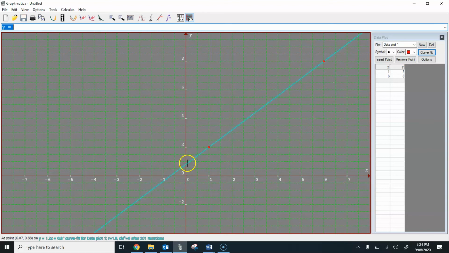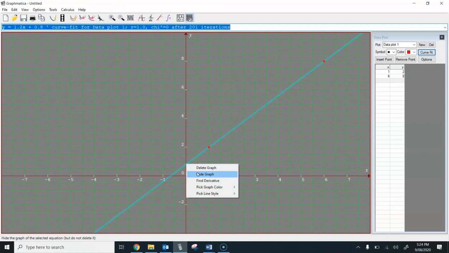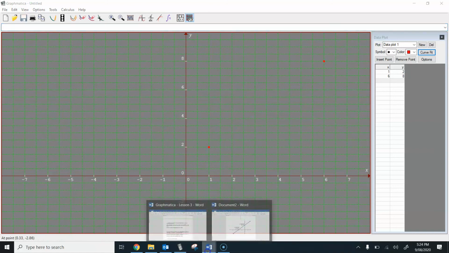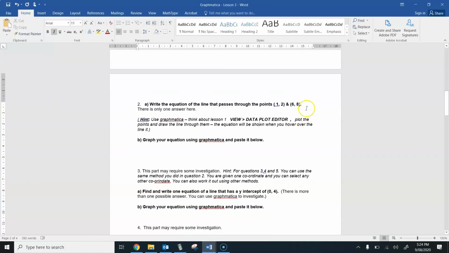And if you hover over the line, you can read your equation on the bottom left-hand side of the screen. I'll just delete that. So that is really how, if you have 2 points or 2 coordinates, you can graph the straight line that goes through them, and hence you can find the equation that goes through them. So what you need to do is do that, and then graph your equation and paste it below.